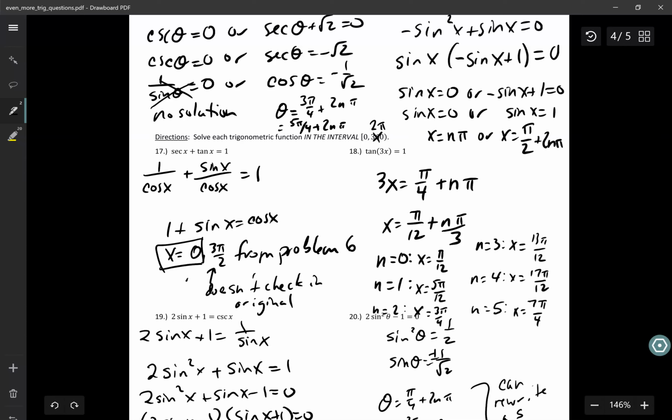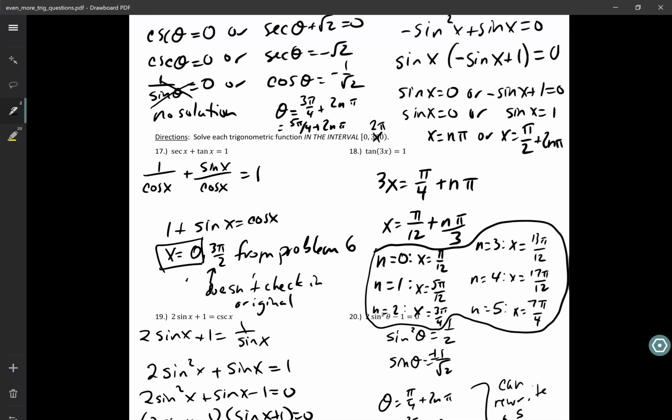And if I add another one, I end up over 2 pi. You would get, what, 25 pi over 12? And 2 pi is 24 pi over 12. So these 6 answers are the solutions to the equation that are in the interval from 0 to 2 pi.